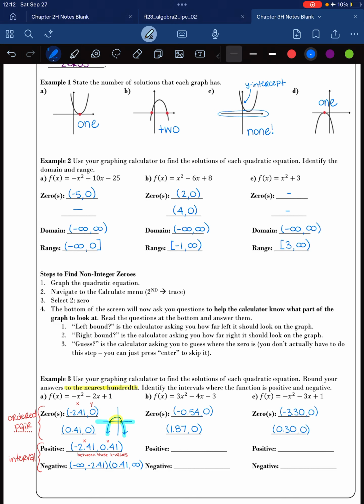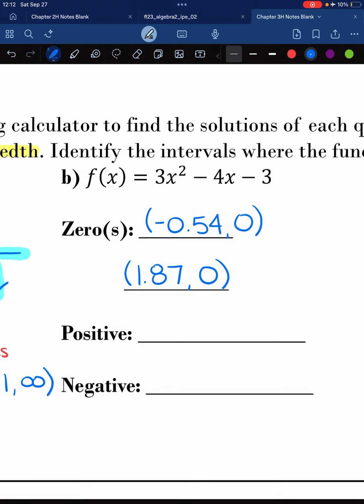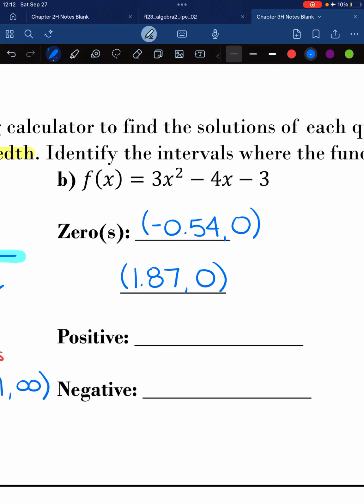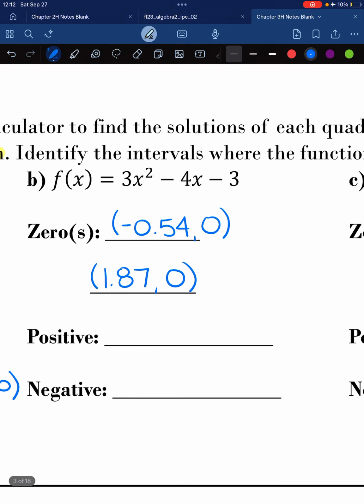Alrighty, so more practice of the same. Again, please do not just copy down my answers. I need you to practice graphing these in the calculator and finding the zeros on your own. So for B, here's my zeros. It's upward facing, so it looks a little bit something like this.